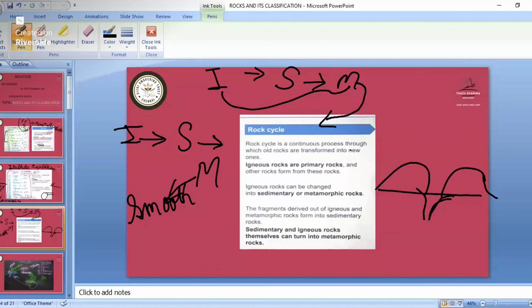So the rock cycle is a continuous process through which old rocks are transformed into new ones. Igneous rocks are primary rocks. So don't forget, igneous rocks are also known as primary rocks. And this question has come in the UPSC Civil Services prelims exam.